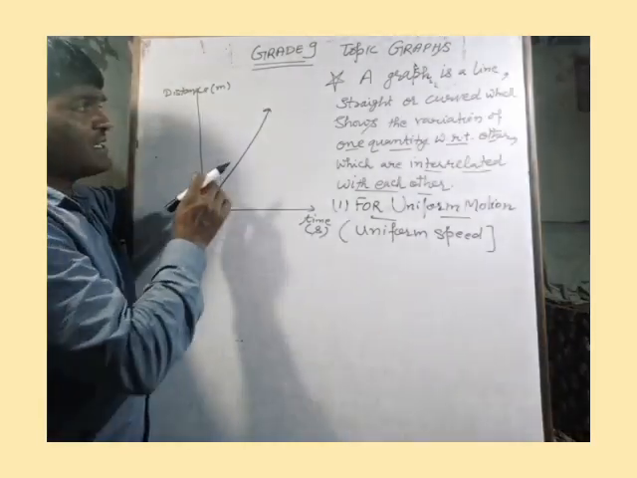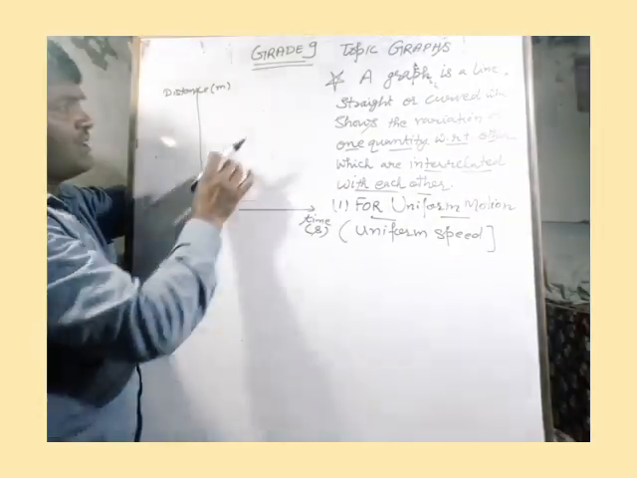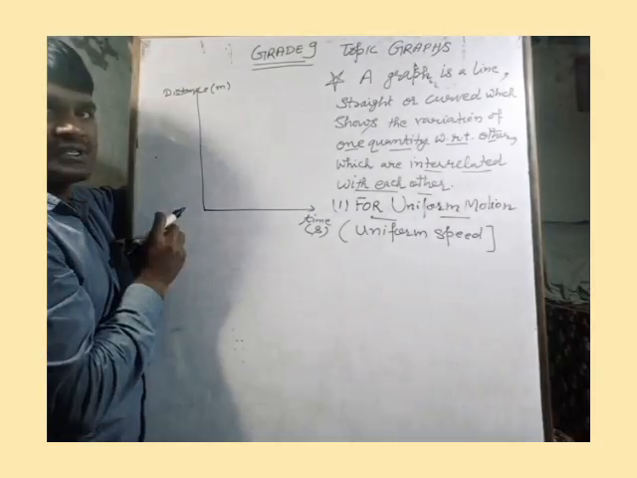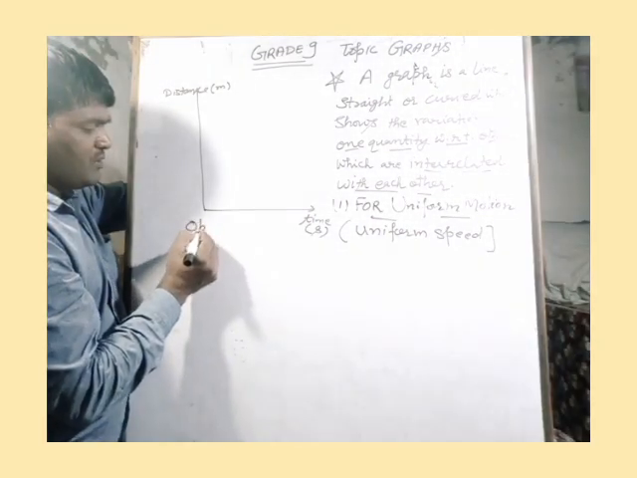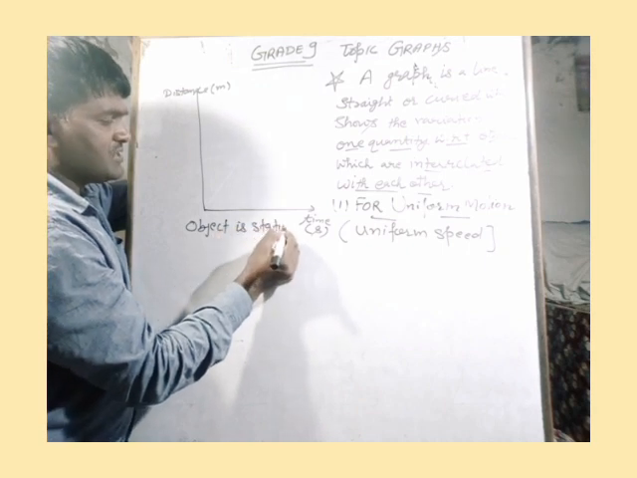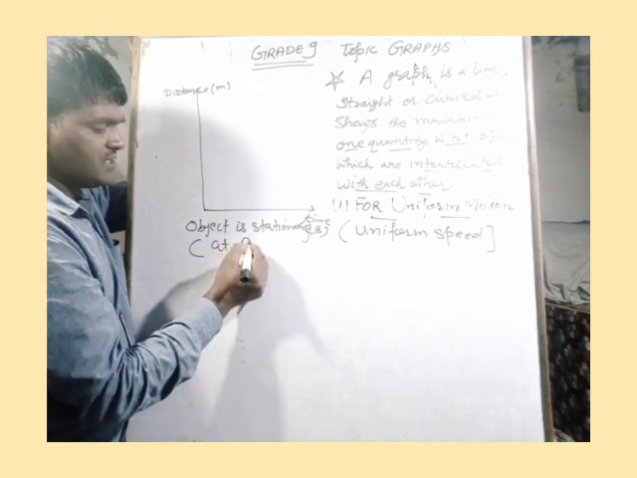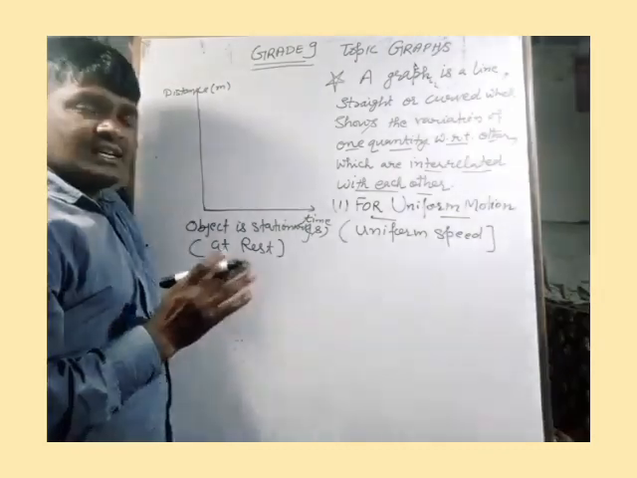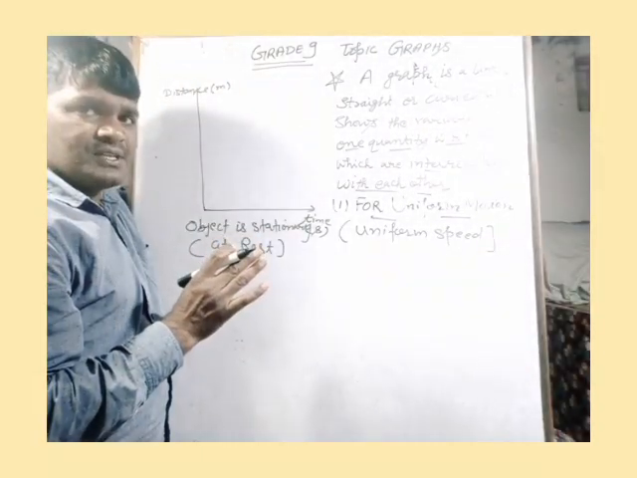If someone asks us for one more graph for uniform motion in terms of distance, let the object be stationary. Stationary means the object is at rest. When the object is at rest, it is not changing its position. So what type of graph will be there?